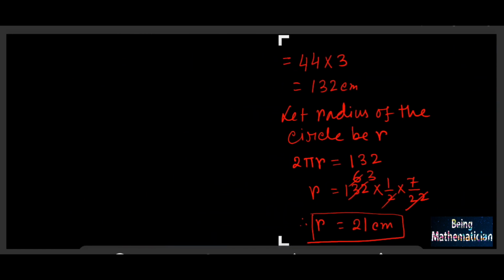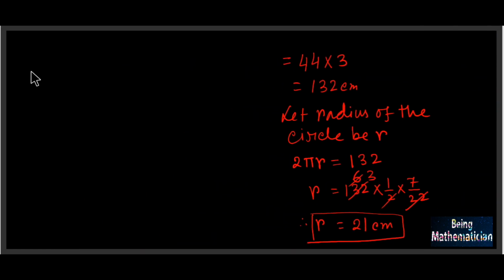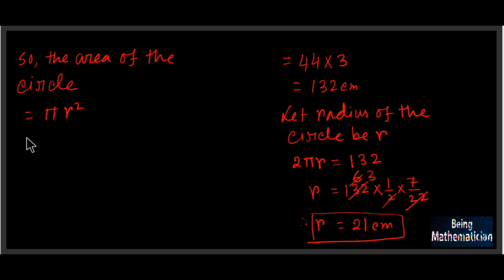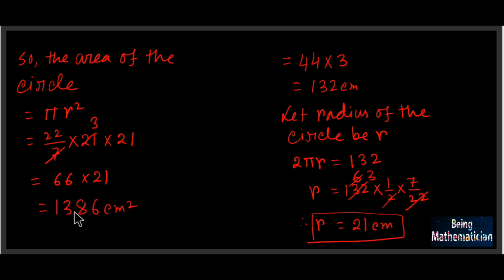Now we can easily find the area of the circle. So the area of the circle is pi r square. So it is 22 by 7 and r is 21 into 21. So it is 3, so must be 66 into 21. And it will be 1386 centimeter square. So it is our answer.